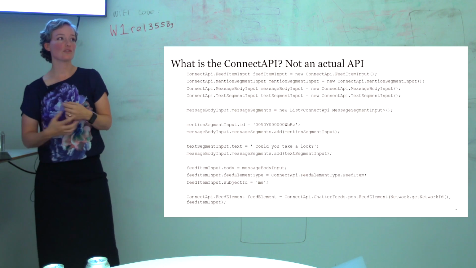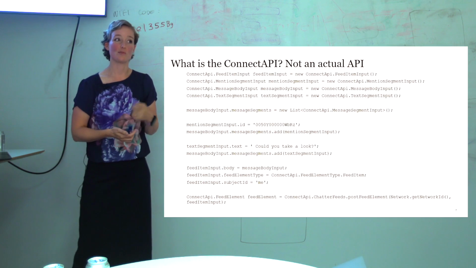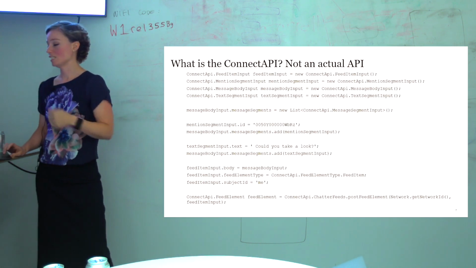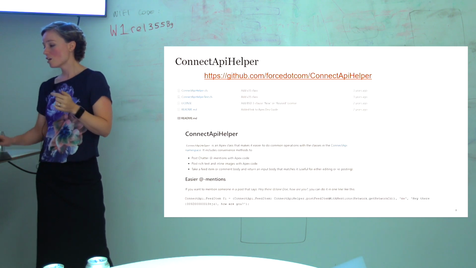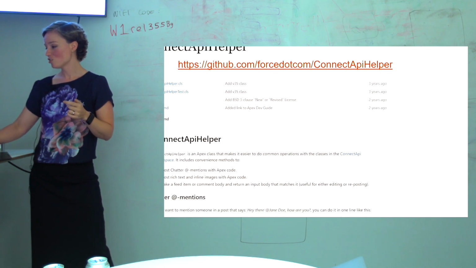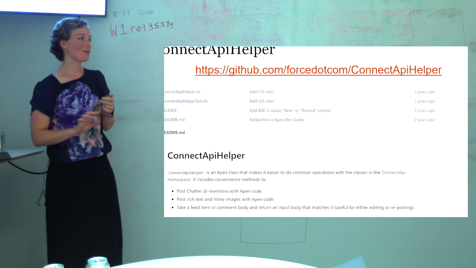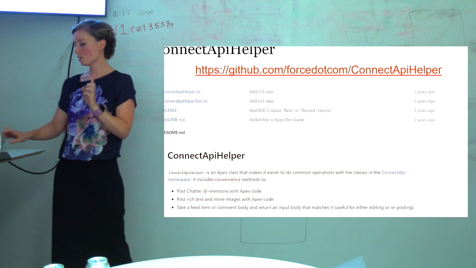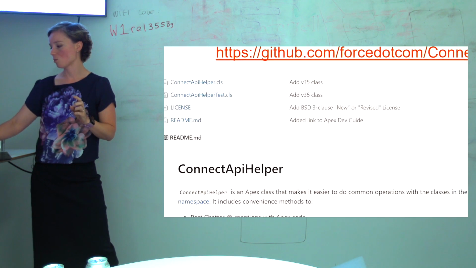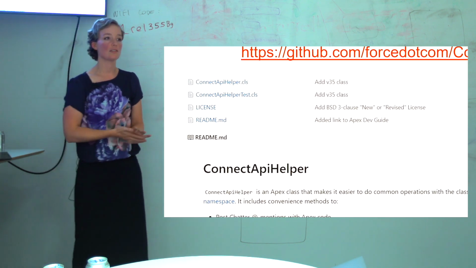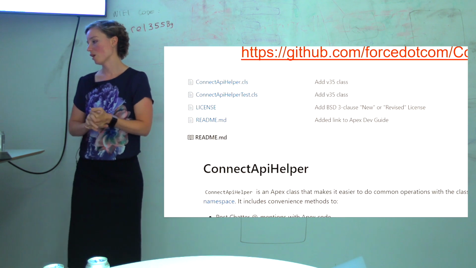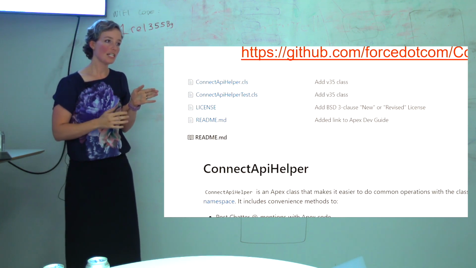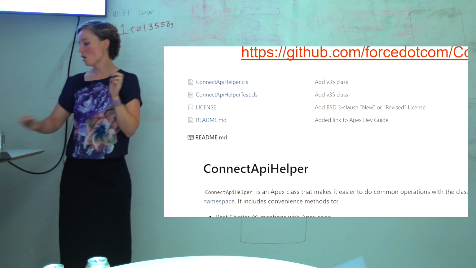So that's quite a lot of code to just create one chatter post. So obviously Salesforce also thought that is quite a lot of code for one chatter post. So what they've done, they haven't made the ConnectAPI any better, but what they've done is create a GitHub package called the ConnectAPI helper. And this is a GitHub package which is basically one class. You can see it here. Well, obviously a class and a test class called the ConnectAPI helper. And it basically does all the things that you saw on the last slide. It will just do it all for you.